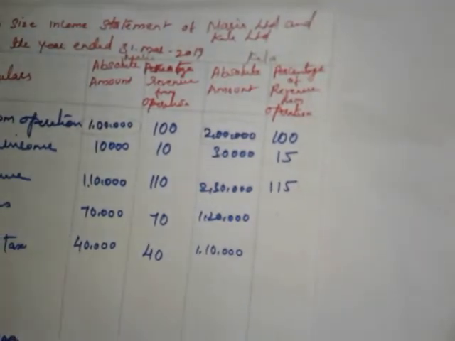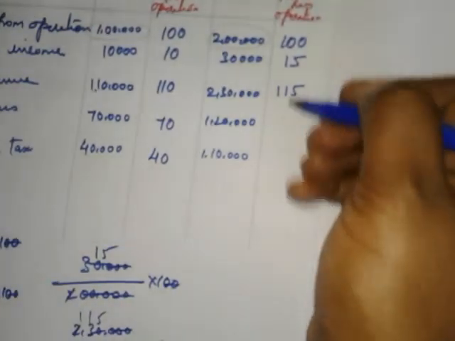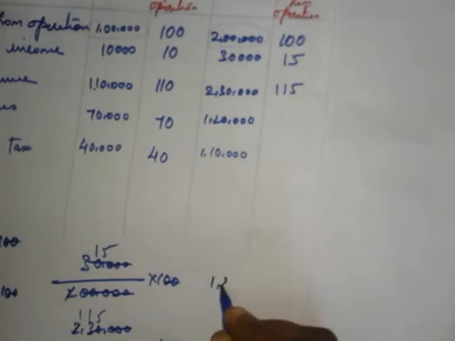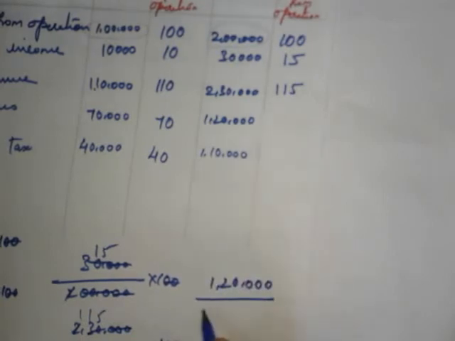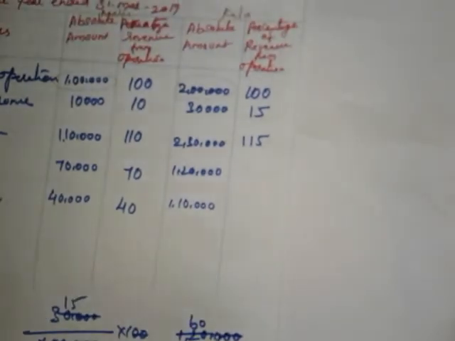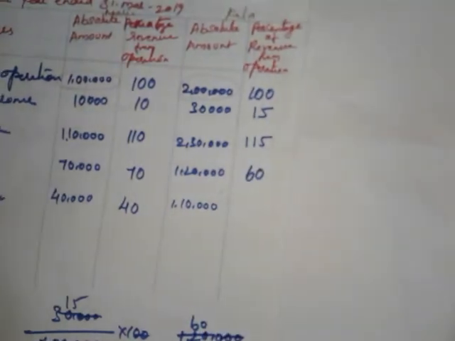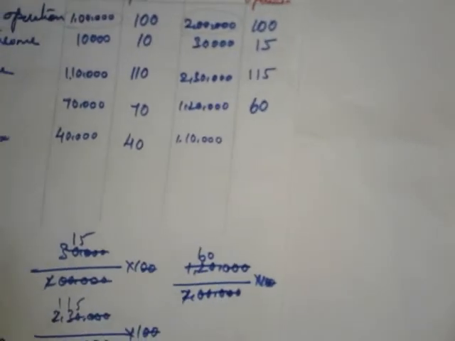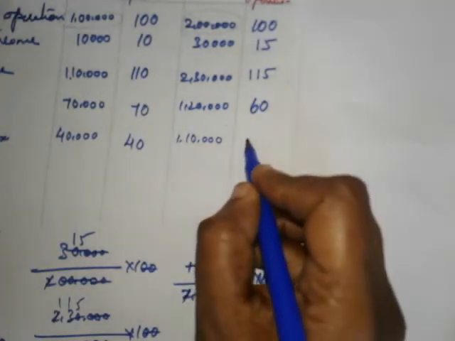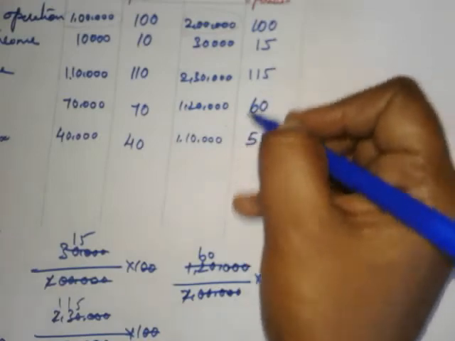Otherwise, you can make the subtraction here itself. Next, 1 lakh 20,000 divided by 2 lakhs into 100. Then what will be the answer? 3 times, then 60. So I am writing 60. Right. Next, the last one, the answer is 55. You can make it like this also.